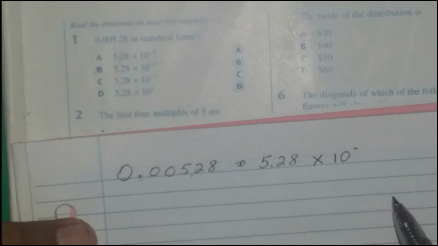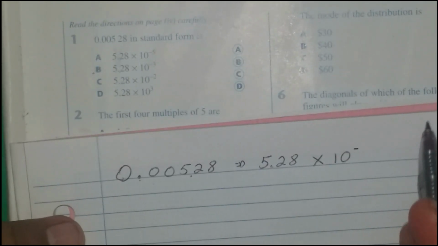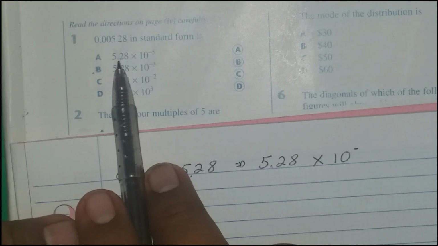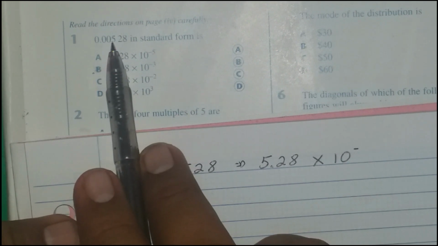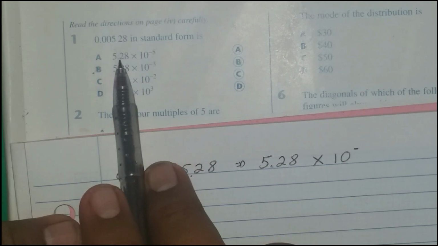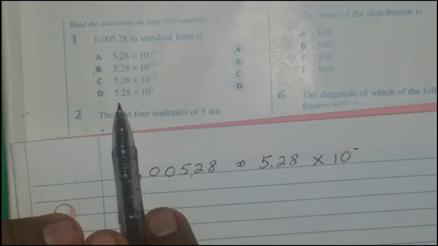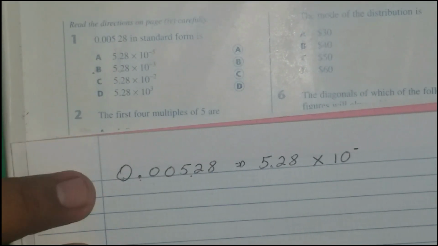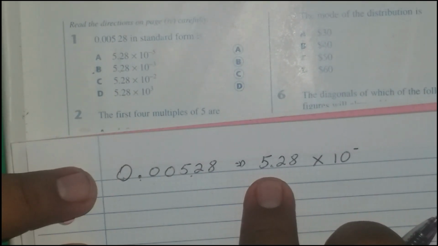Now in standard form, we have two things that we need to do. One is move the decimal between the first two non-zero. In this case, we want to move the decimal between the 5 and the 2. So we cannot eliminate none at this point, right? So we move it, and then this is what we have.